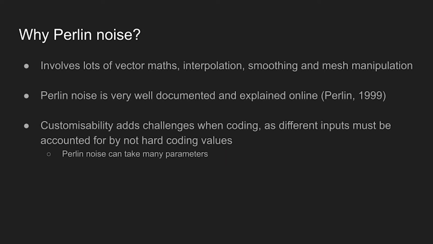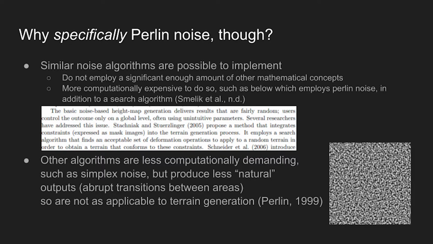Analysis. I chose to study a random noise function because I knew it involved a lot of vector maths, interpolation, smoothing, and mesh manipulation. I settled on Perlin noise as it's very well explained and documented online. I also didn't want to hardcode any numbers and let the user customize whatever I made. Perlin noise can take a number of different parameters, all of which do slightly different things to the actual output of the generation. I chose Perlin noise specifically because it essentially serves as the backbone for a number of other similar noise algorithms, the kind that can be used to generate terrain.